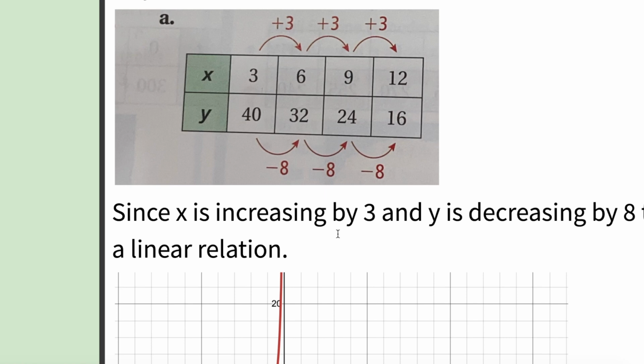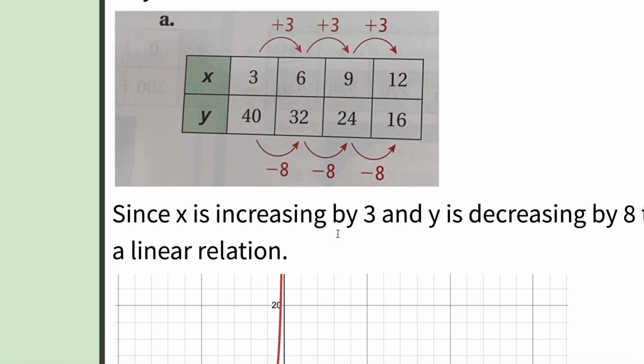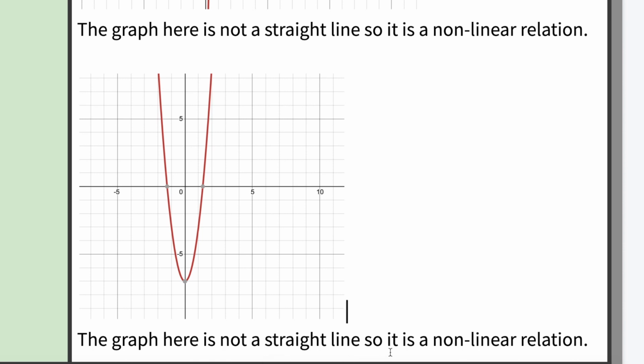So x is changing by adding 3 every time and y is changing by subtracting 8 every time. We will call that relation a linear relation or linear function. So the graph of it will be a line. If you look at the next graph, you will see that the graph is not a line. It's like two parts and they are curved. That means this relation between x and y is nonlinear. The graph here is not a straight line, so it's a nonlinear relation because it's like a curved line.